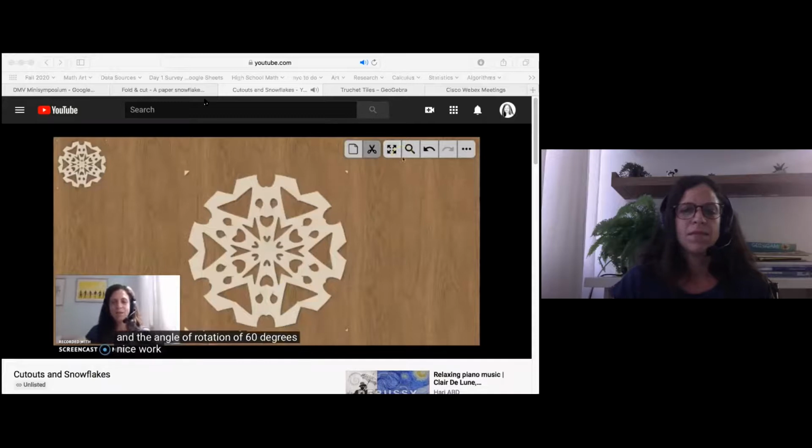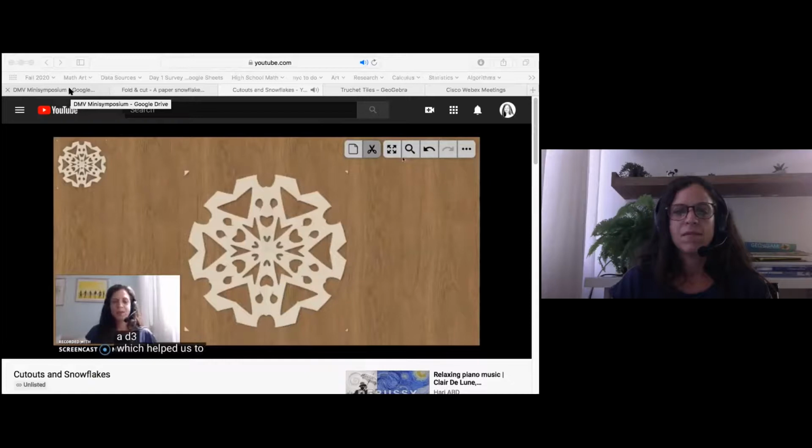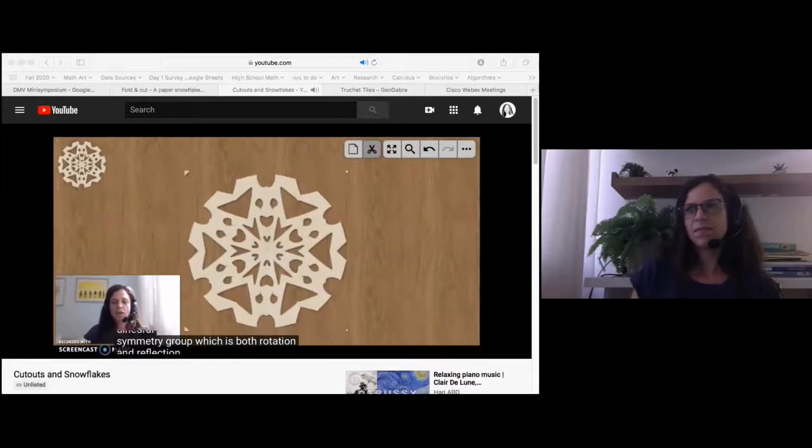Nice work, everyone. So we made a D1, we made a D2, we jumped to a D4, then a D8, and then backed it up a bit and went to a D3, which helped us to understand how to make a D6, which is the symmetry that we see in snowflakes. These examples were all from the dihedral symmetry group, which is both rotation and reflection symmetry.